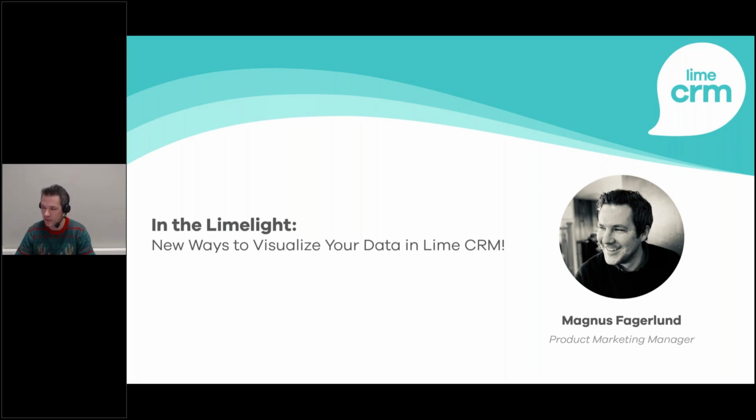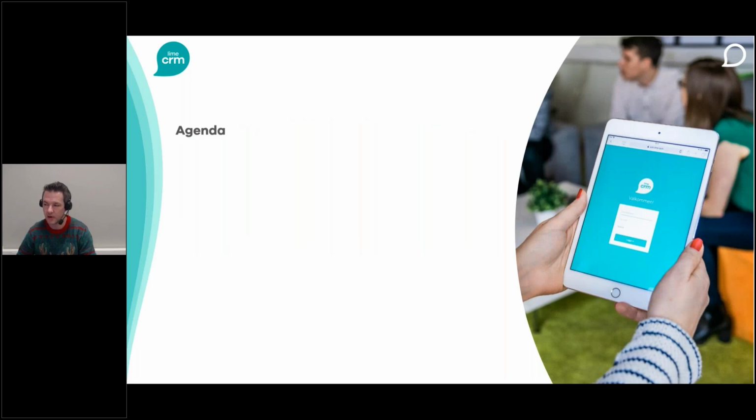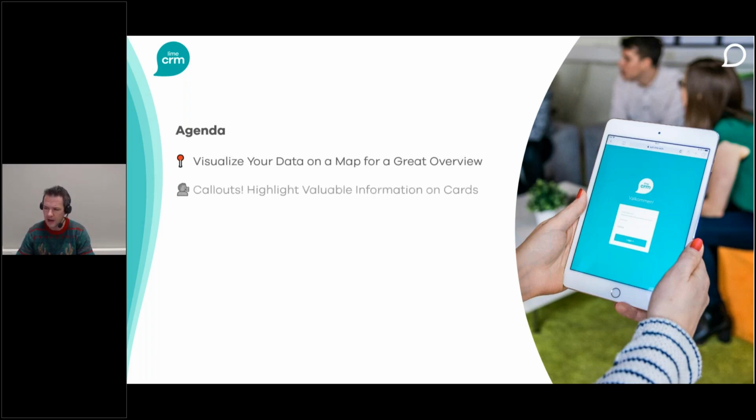Like always, we have a fully packed agenda where we will dive deeper and look at some of the amazing new features in our web client that we've been working on lately. And today we're going to go through how you can visualize your data on a map for a great overview, how to use what we call callouts to highlight valuable information on cards, and last but not least, how to expand your relation fields visualization. I'm very excited to talk about these things today.